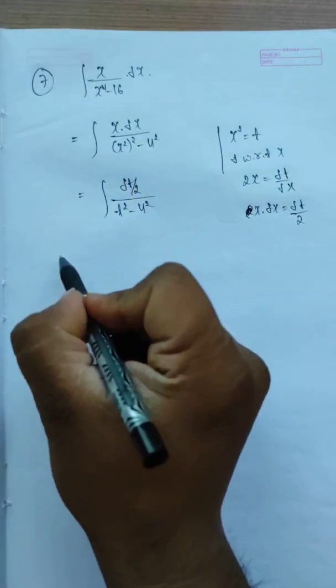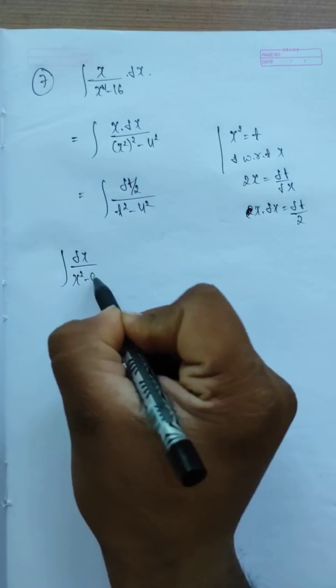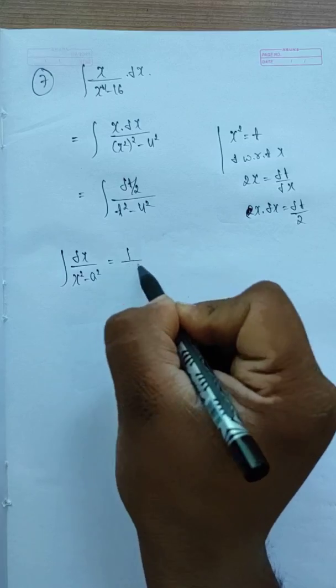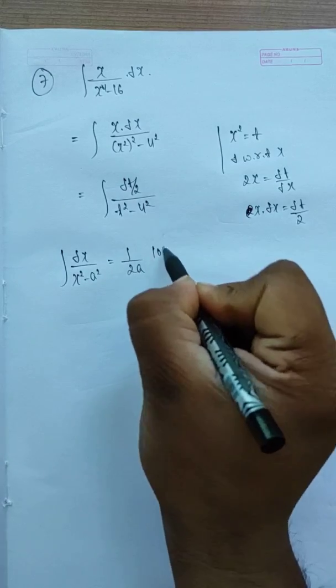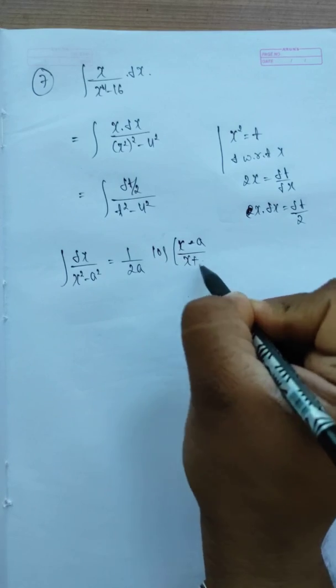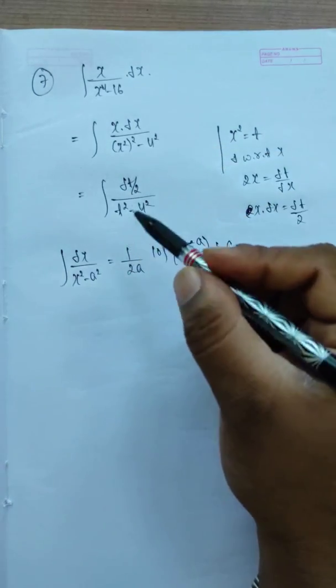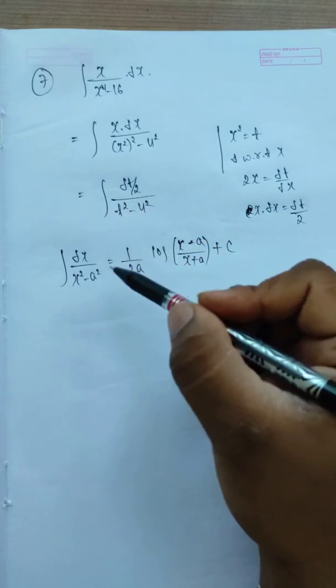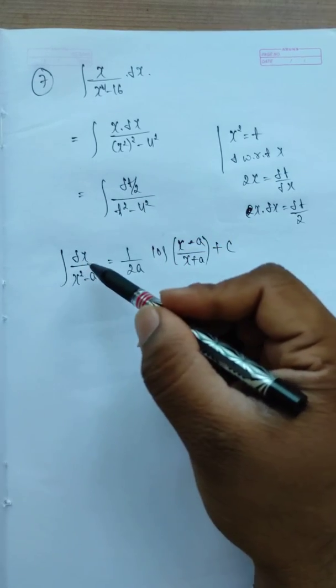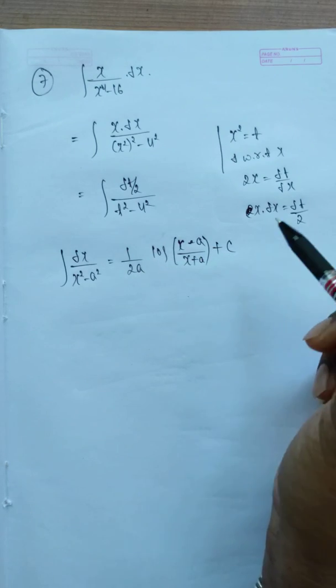So it is in the form of integration of dx by x square minus a square is equal to 1 by 2a log of x minus a by x plus a plus c. While comparing the given problem with the standard form, we get integration of dx by x square minus a square is 1 by 2a log of x minus a by x plus a plus c.